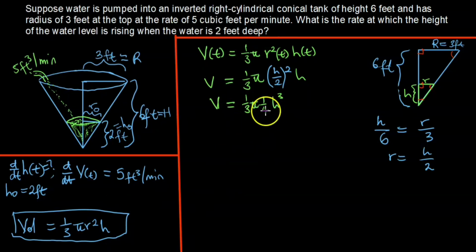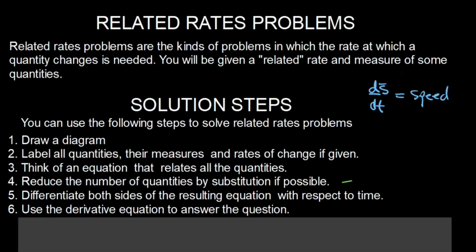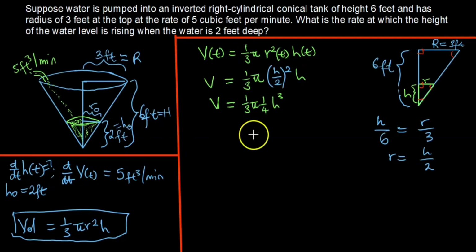After getting this, we've reduced the number of quantities. Let's see what we need to do next. The next step is to differentiate both sides of the resulting equation with respect to time. So we differentiate the left hand side with respect to time, and this is a variable that depends on time. Permitting me to use the prime notation, we differentiate v of t with respect to t. That means v prime of t. Well, this is pi over 12. We'll multiply this; they're just constants. Then we differentiate h raised to the power of 3 with respect to time.